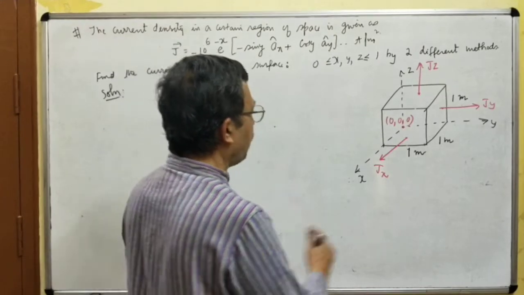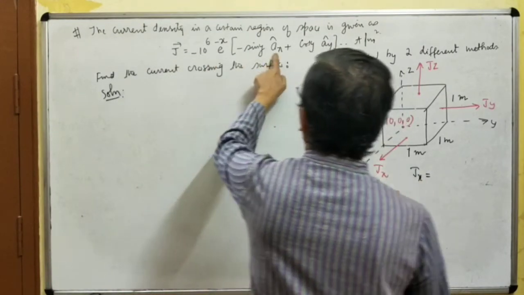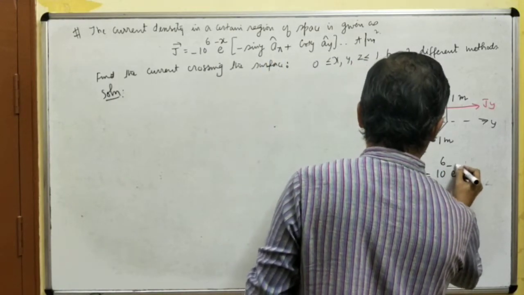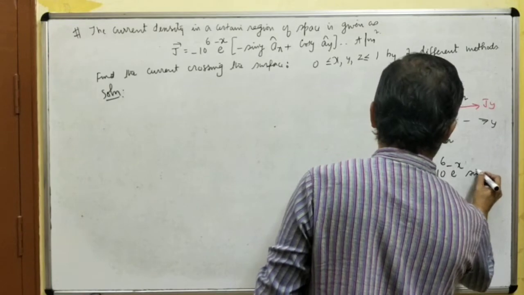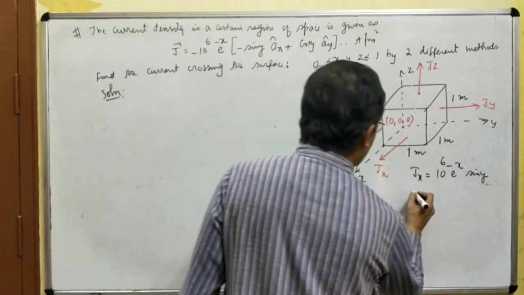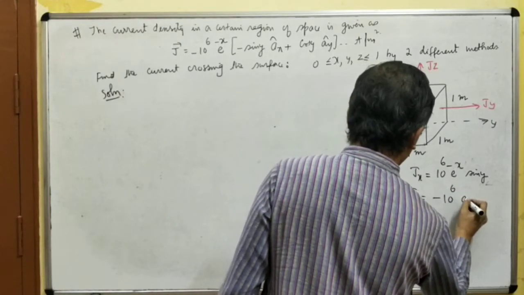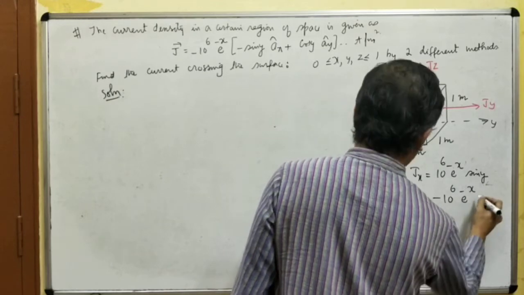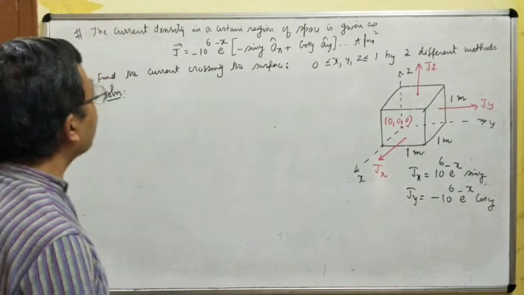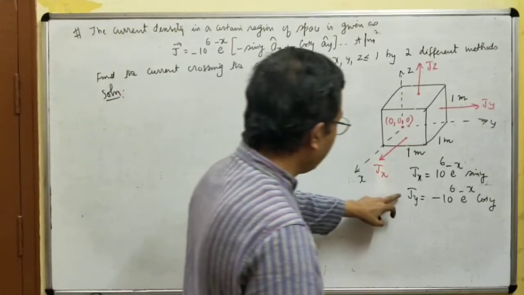From the given expression, what is Jx? Jx is the coefficient of a_x cap. So it is 10 to the power 6 e to the power minus x into sin y. Minus into minus, it is plus. What is Jy? Jy is equal to minus 10 to the power 6 e to the power minus x into cos y. From the expression for vector J, we have found what is Jx and Jy.